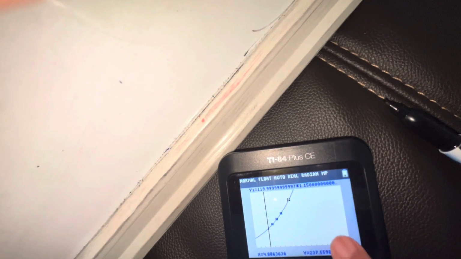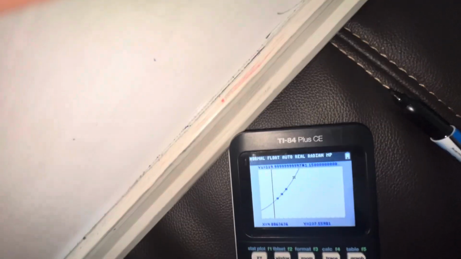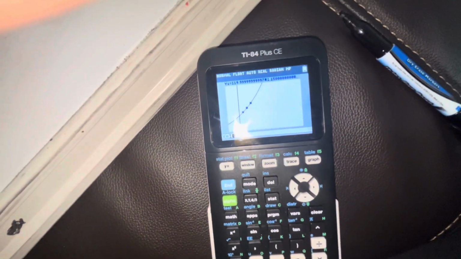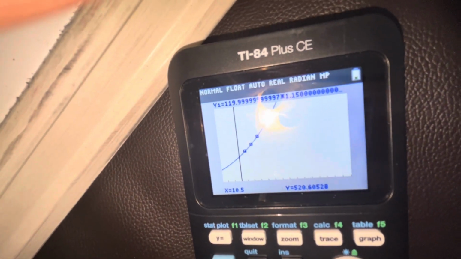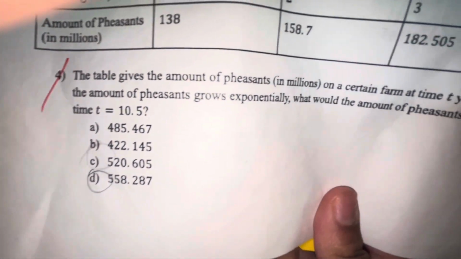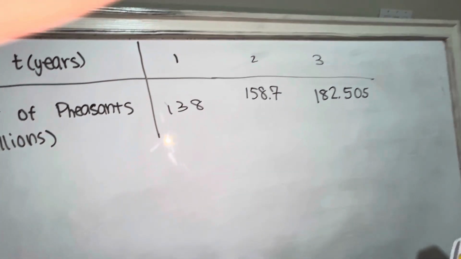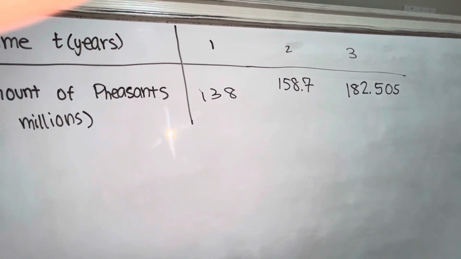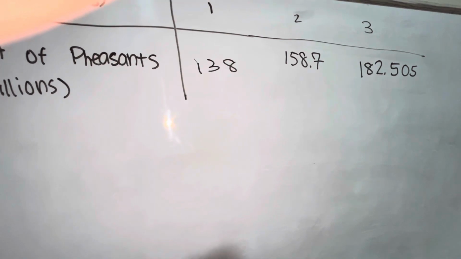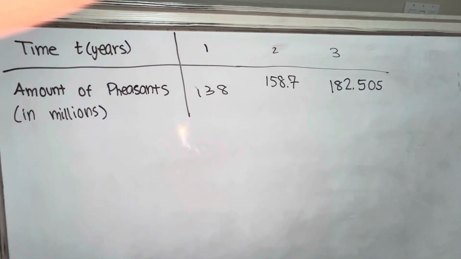Remember when you're going on trace, use the one with the line because that spreads out everywhere. Then you're going to put in 10.5. When you put in 10.5, it comes out as 520.60528. And then on the worksheet, it will show as 520.605. It's rounded to the third decimal. And there you have your answer. It's just simple putting in the stat plots and then trying to find the formula. And then you put in your 10.5, and that's how you find your answer.